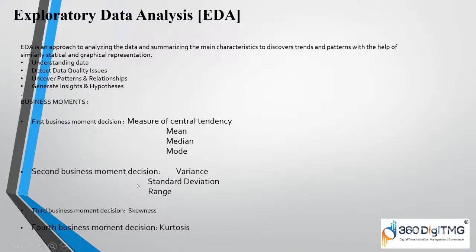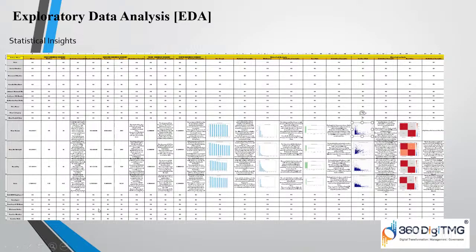First is nothing but measure of central tendency. Second moment business decision, measure of dispersion. Third moment business decision, measure of asymmetry. Fourth moment business decision is nothing but measure of peakedness. This is the data dictionary, and then the complete EDA analysis. You can see column name, first moment, second moment, third moment, fourth moment, and then valuable insight. Using different types of visualization, we can get the insight out of the data.